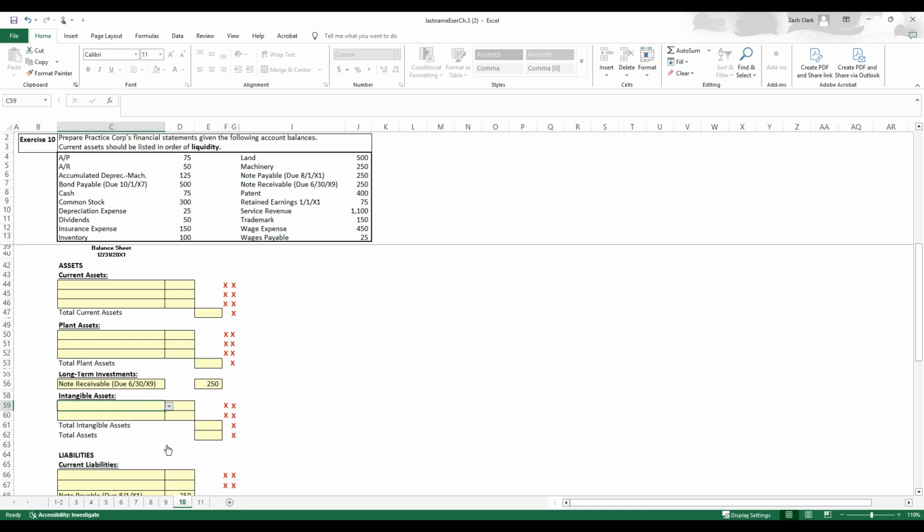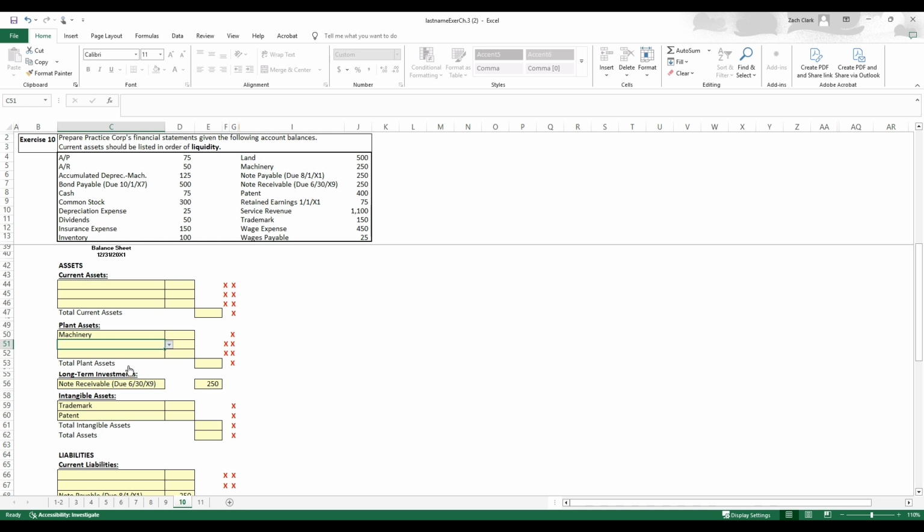We've got things like trademarks, and what's the other one? A patent. Those are intangible assets that we could have. Then the plant assets, remember, are things like machinery. Well, not net income. Sorry. Click there. Machinery.